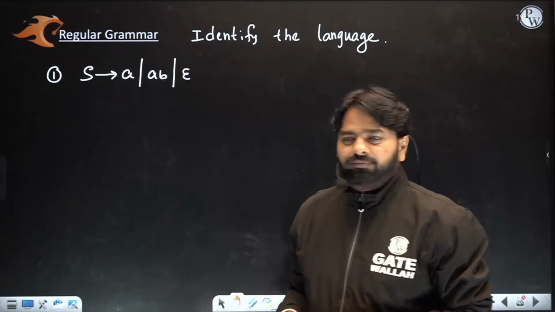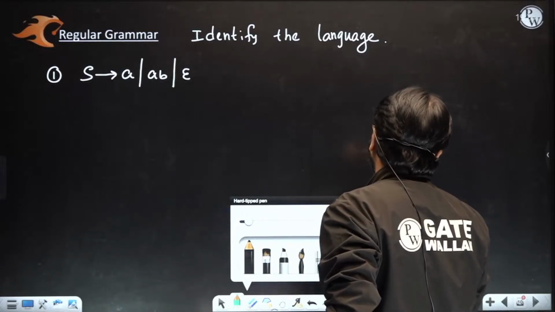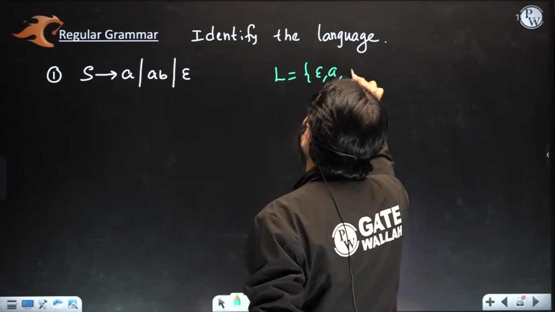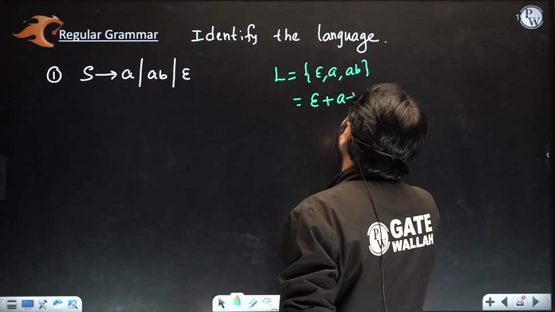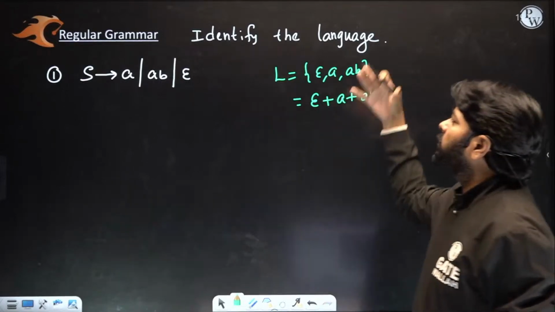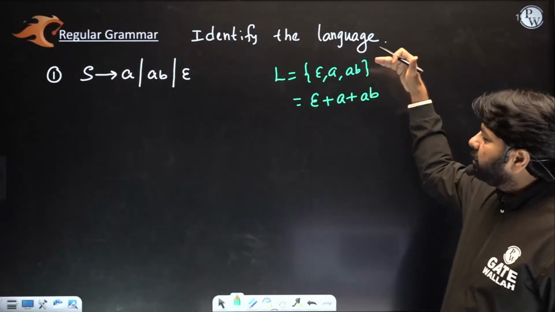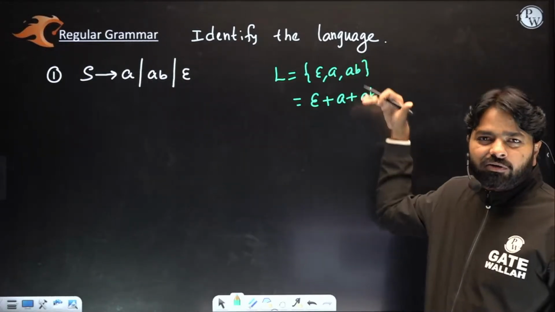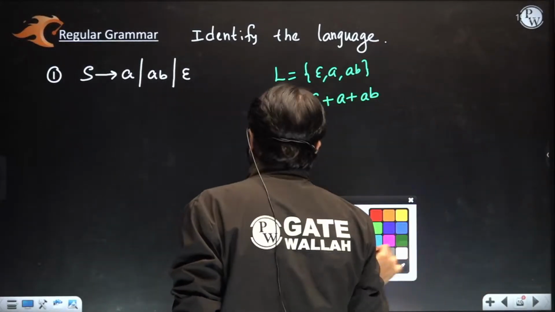Yeah, very simple. You can always write an expression because it's so easy. Language is epsilon, A, AB. And what is an expression? Epsilon or A or AB. You can write an expression or you can write a set. You decide how you want to represent a language. You can represent it using the set notation or you can write an expression. So both are equivalent notations. Okay. Second example.